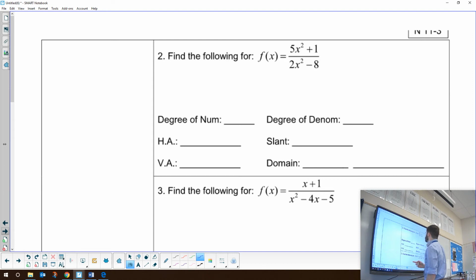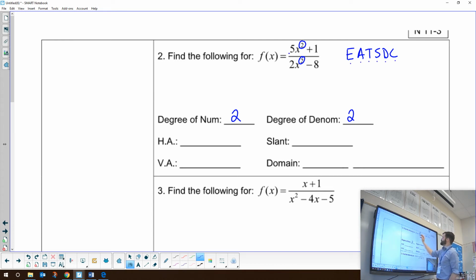So take a look at number 2 here. Number 2, we have on top 5x squared plus 1, over 2x squared minus 8. So my degree of the numerator is 2. My degree of the denominator is 2. Okay, if those two are the same, then that is an EATS DC problem. Eats dog chow problem. It's going to be exponents are the same, divide coefficients.